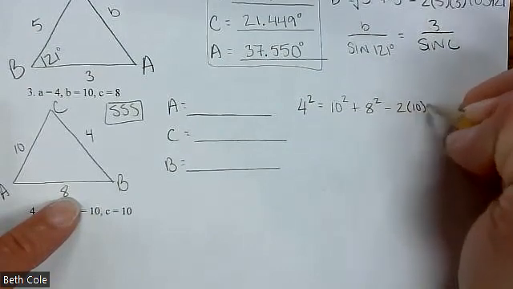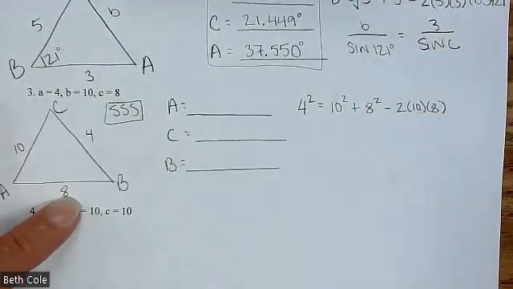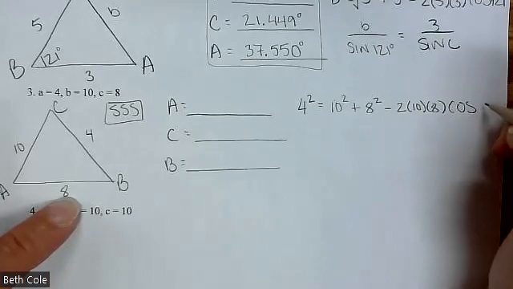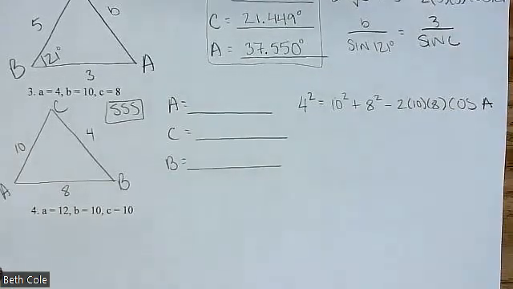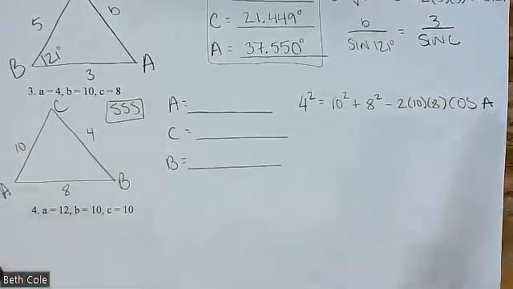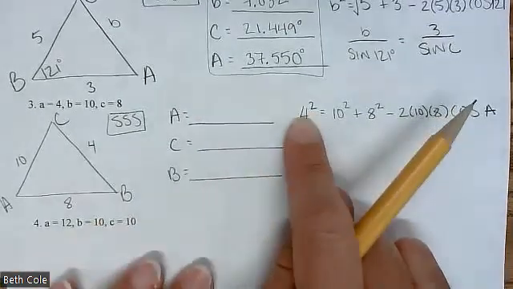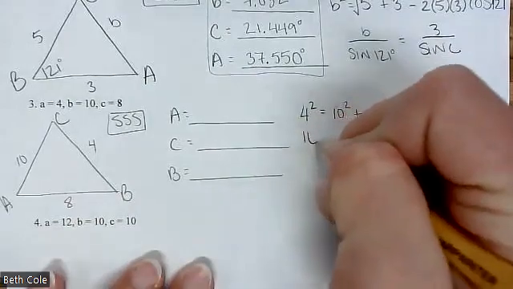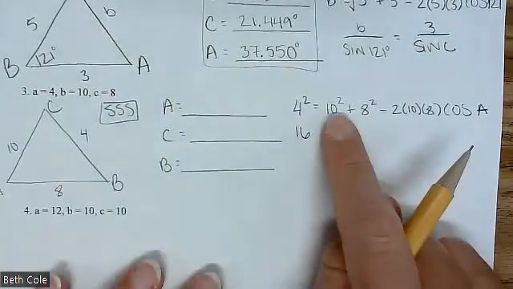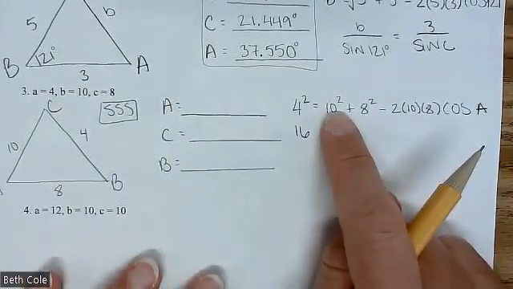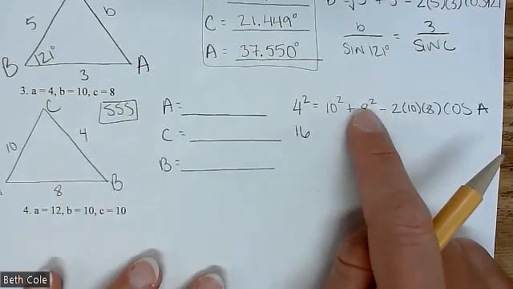Minus 2 times 10 times 8. They just get repeated. Cosine A. Now, because that's what's missing, we kind of have to solve for that. What is 4 squared? It'd be 16. This would be 100. And this would be 64.